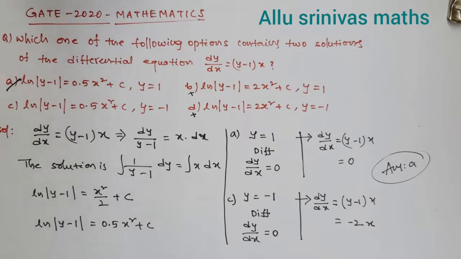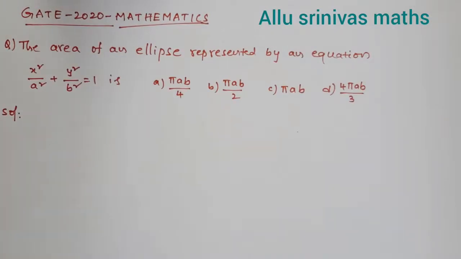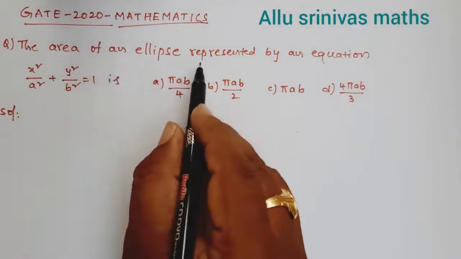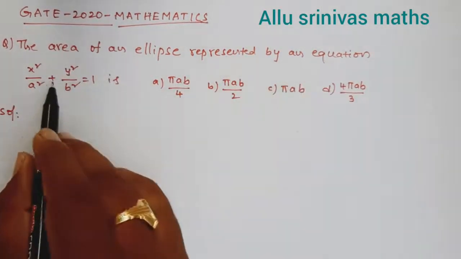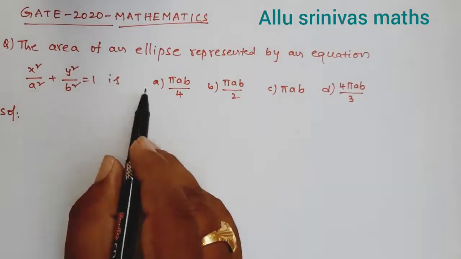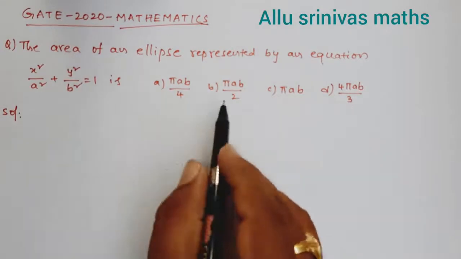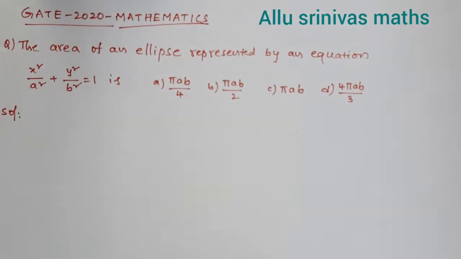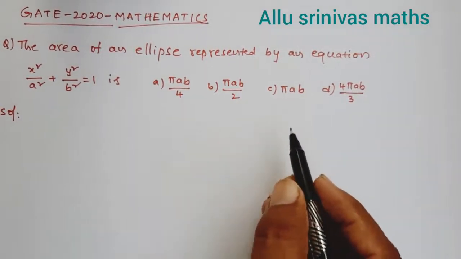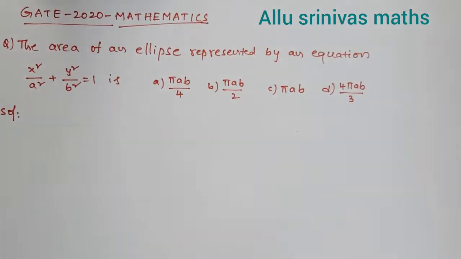Once again, we take another question in GATE 2020 mathematics. The question is, the area of an ellipse is represented by the equation x squared by a squared plus y squared by b squared equal to 1. Which one is correct in the given options? This is the standard type question in applications of integration.